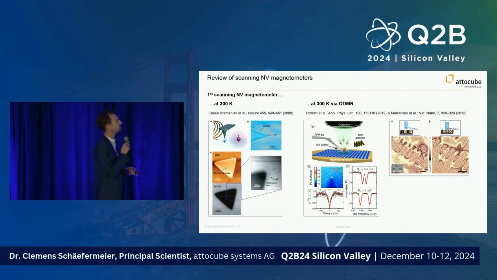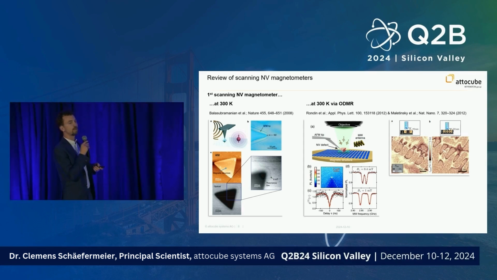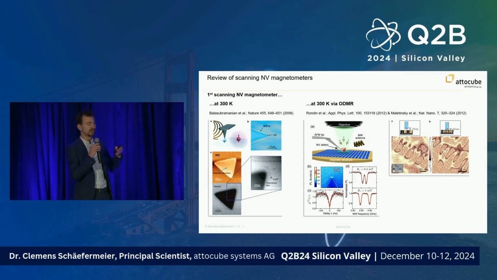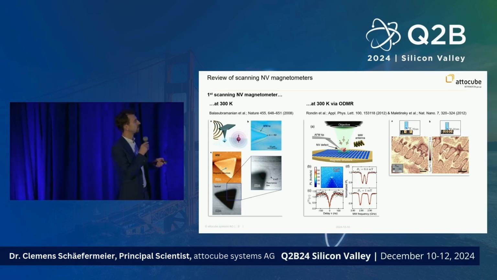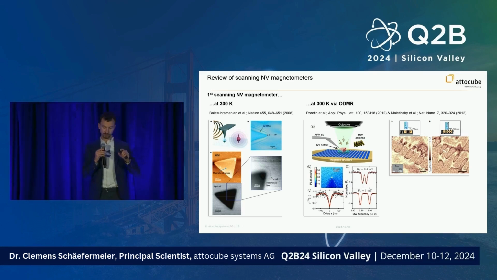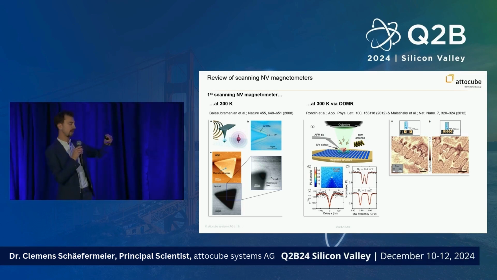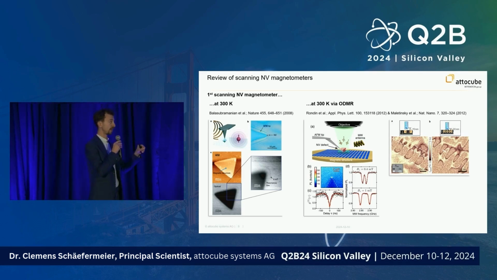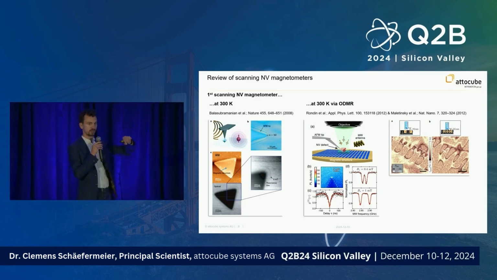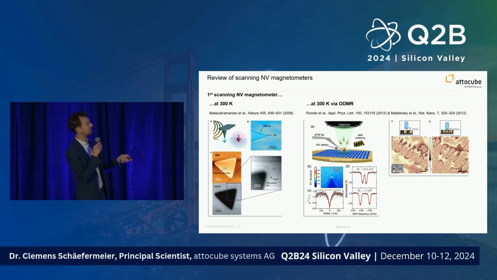And some credit to previous developments. The first publication that showed a scanning magnetometry by the means that I just outlined is 2008, and people used an atomic force microscope, an AFM tip, and attached to the tip a nanodiamond. And in the nanodiamond, you had an NV center or multiple NV centers, and then you ran over your sample. So in this publication, actually, they used a hard disk as a sample.